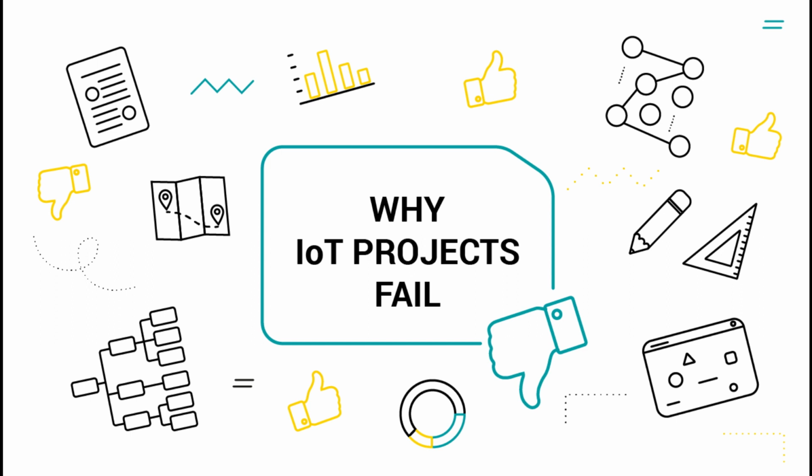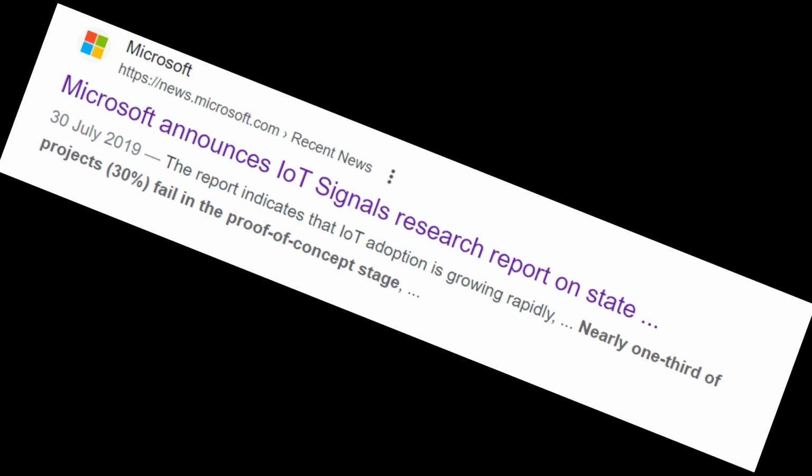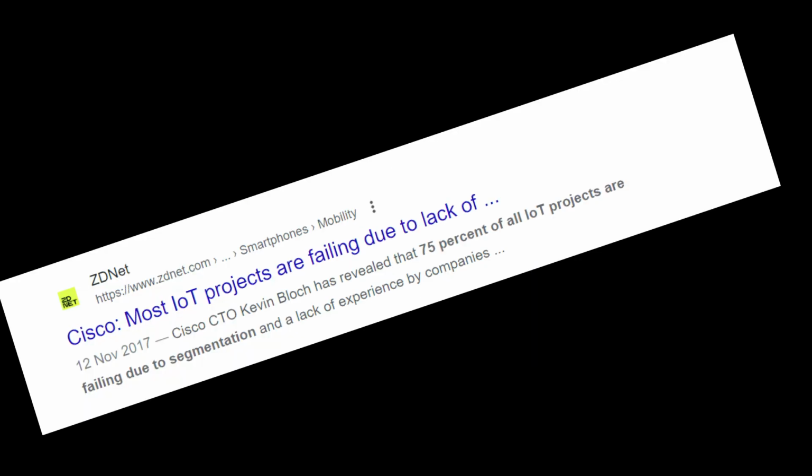If you look at Microsoft reports on IoT, Microsoft says that around 30% of IoT projects fail in the proof of concept stage. And there was another report from Cisco a couple of years ago. It says that the failure rate of IoT projects is around 75%. But what are the key reasons for these IoT projects to fail?